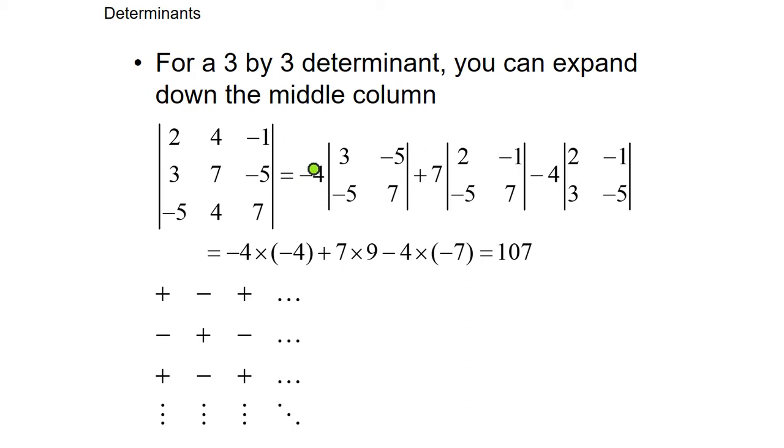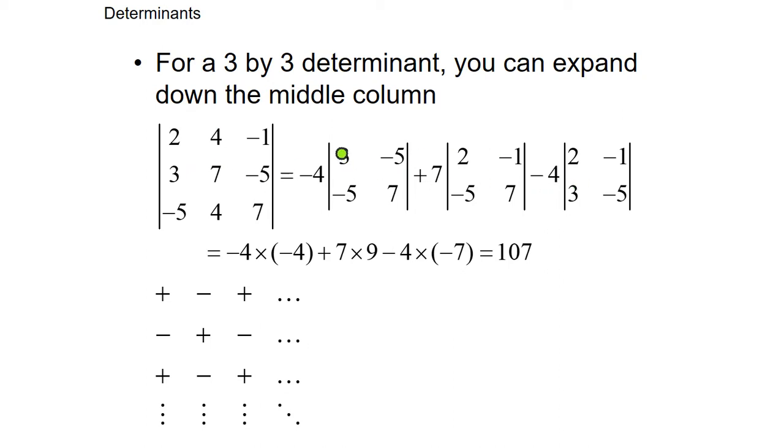So we'll have minus 4 times this 2 by 2, not involving the top row or the middle column, plus 7, and now the 2 by 2, not involving the middle row or the middle column, as in it's the corners, minus 4 times, cover up this row, cover up this column, 2 minus 1, 3, 5.